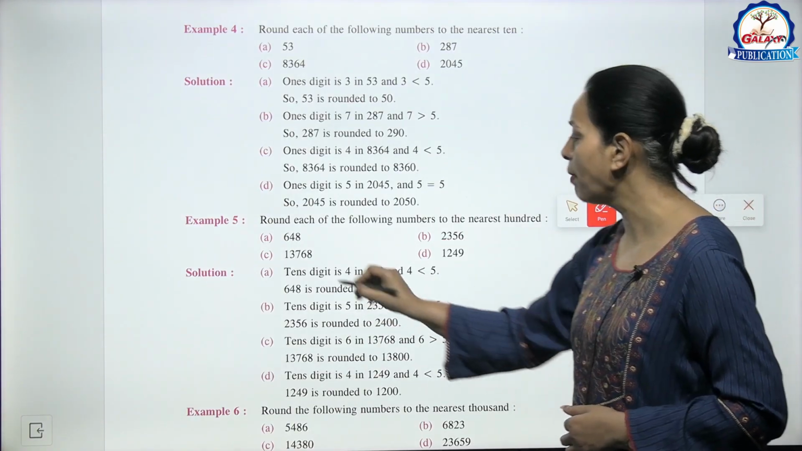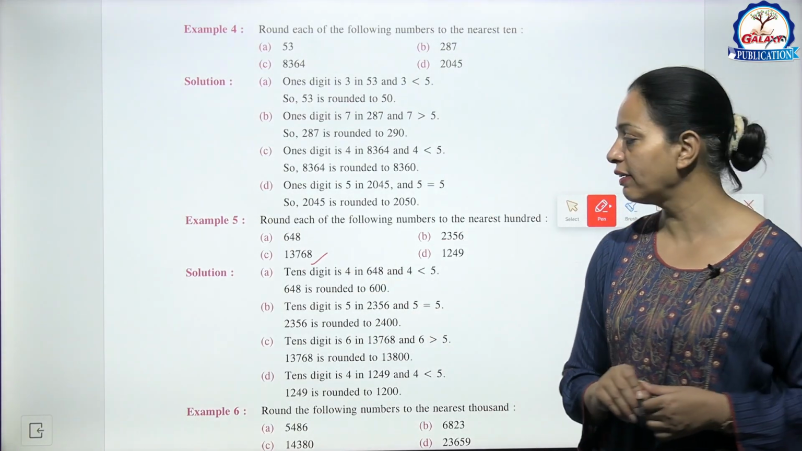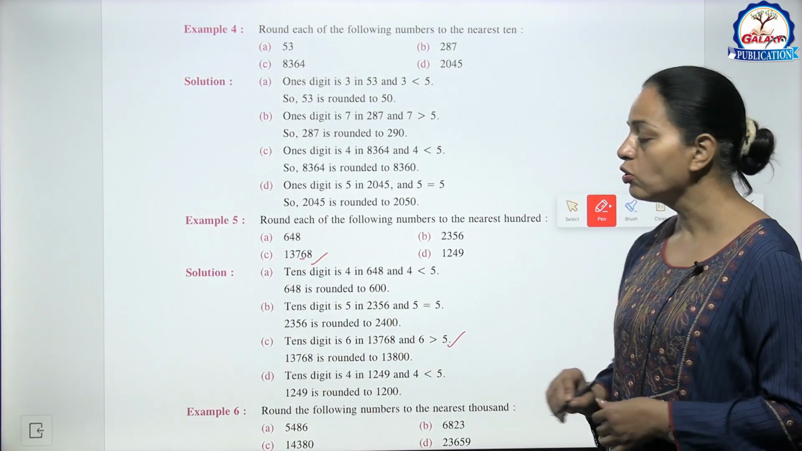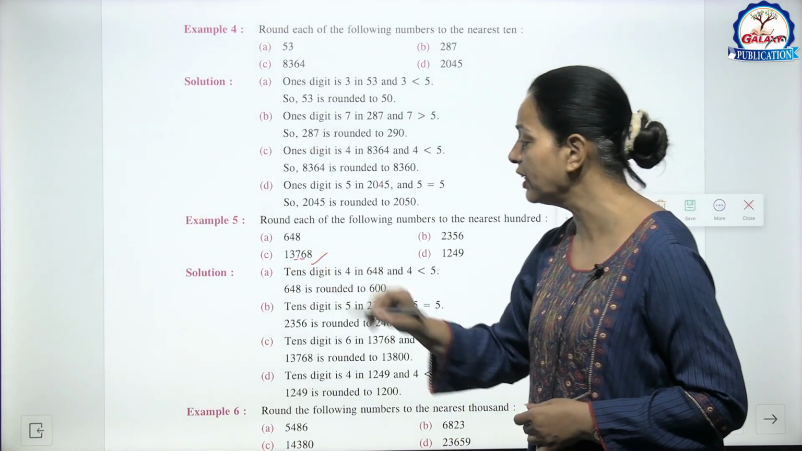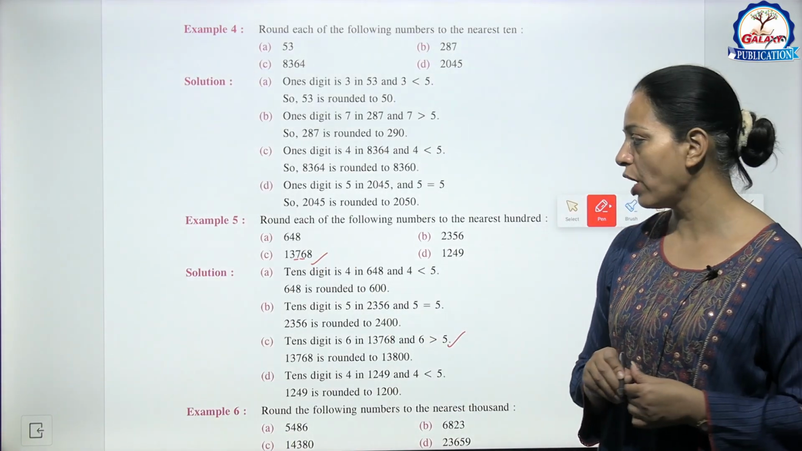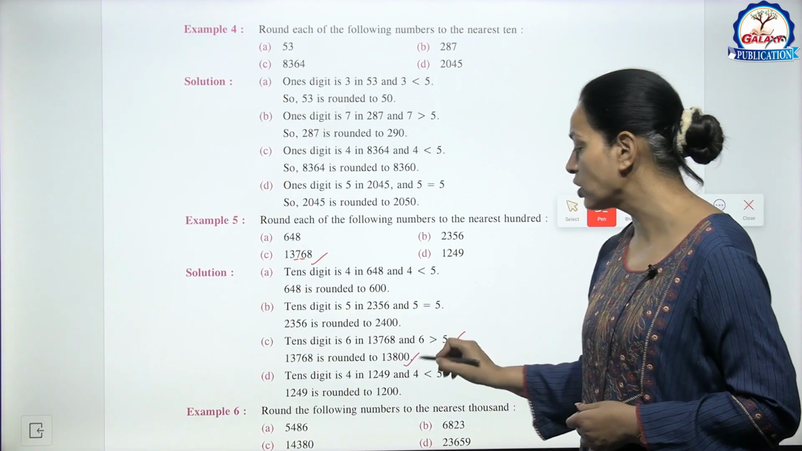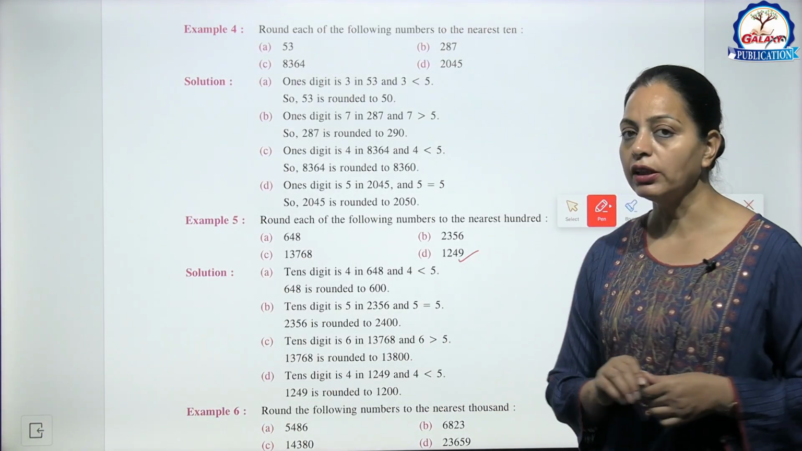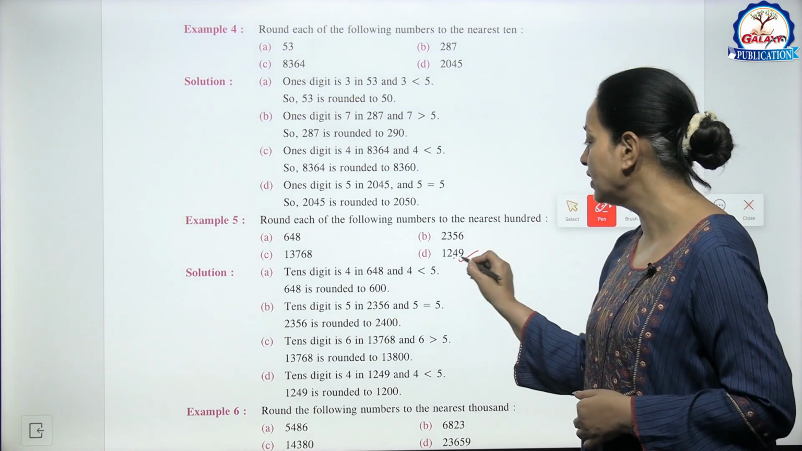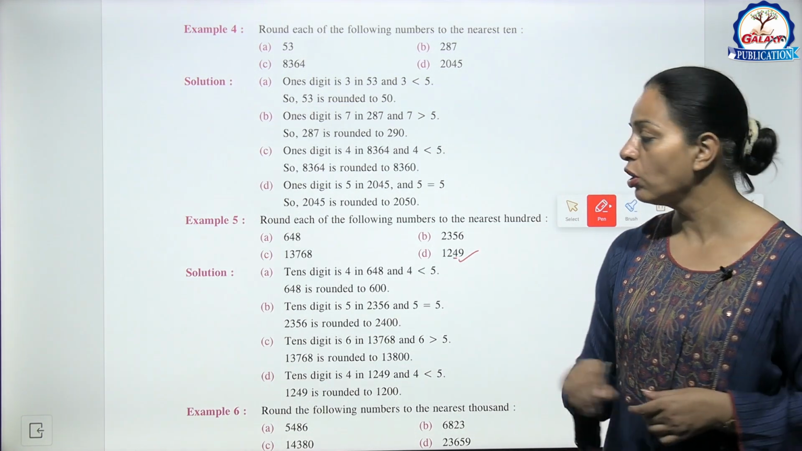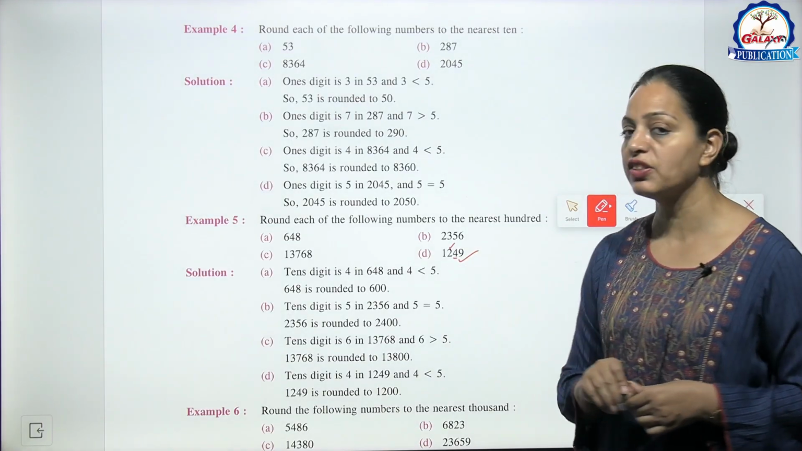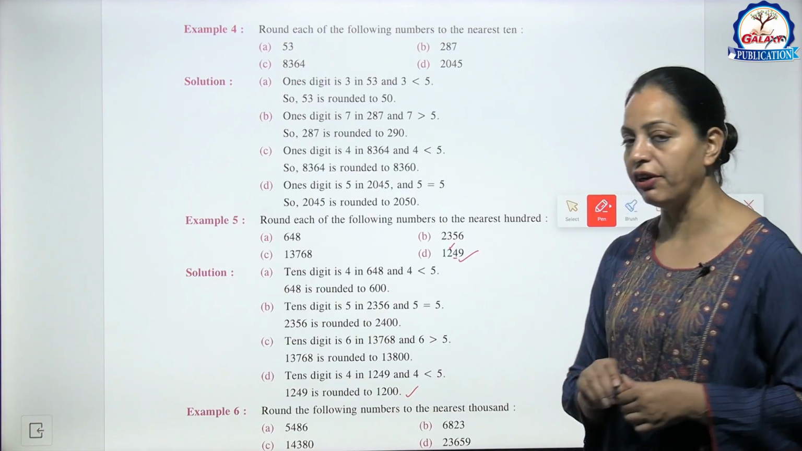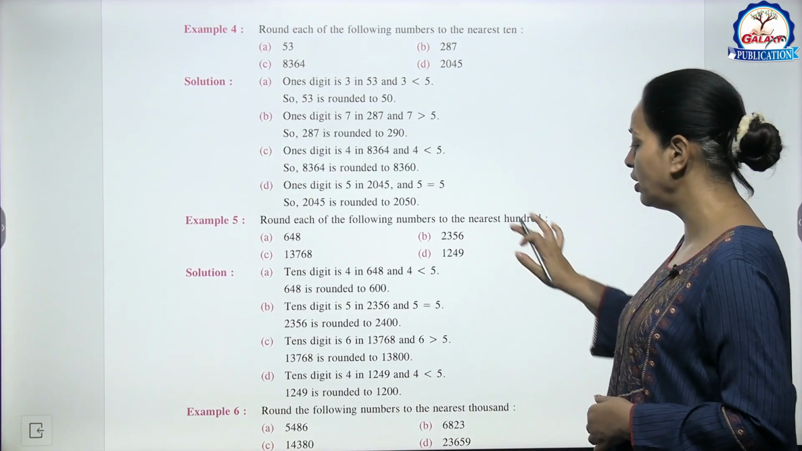Now come to C part, 13,768. The tens digit is 6, which is more than 5. So we have to change the 100 digit. 7 plus 1, it becomes 8. So this is 13,800, right? Now come to D part, 1249. See the tens digit, it is 4. So there is no change in the 100 digit. Okay, so it becomes 1200, right? I hope these are clear to you.